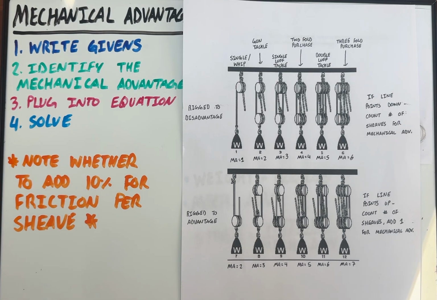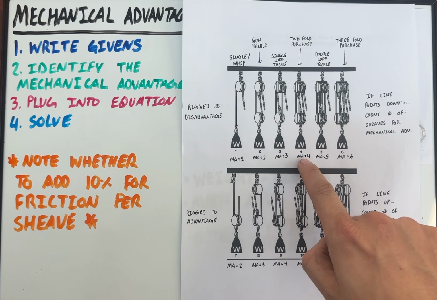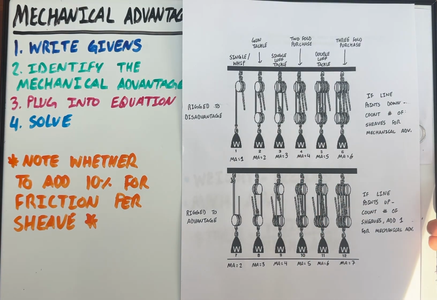So if the line points down, that is just counting the number of sheaves for the mechanical advantage. The line's pointing down and the twofold purchase has 4 sheaves. The mechanical advantage is 4. If the line points up, you add 1 for that mechanical advantage. So the number of sheaves plus 1.